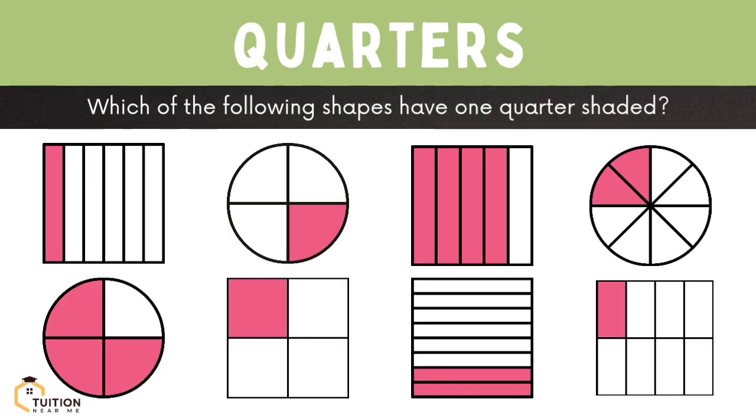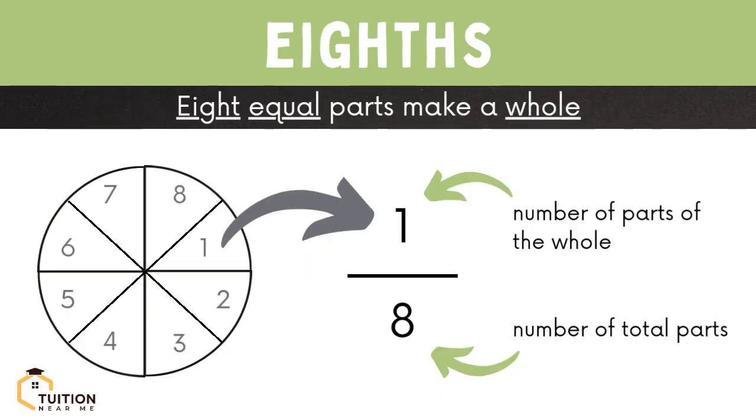Let's try some examples. Which of the following shapes have 1/4 shaded? Now, let's move on to learn about eighths. If you divide an object into 8 equal pieces, we are dividing the object into eighths. 8 equal parts make a whole. Each part is expressed as 1 over 8.